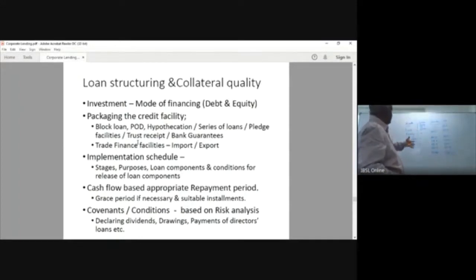So here the customer's equity is 25 million, and 105 million the bank is going to give for various purposes. The total is 130 million. This you have to prepare first, before the loan structure.